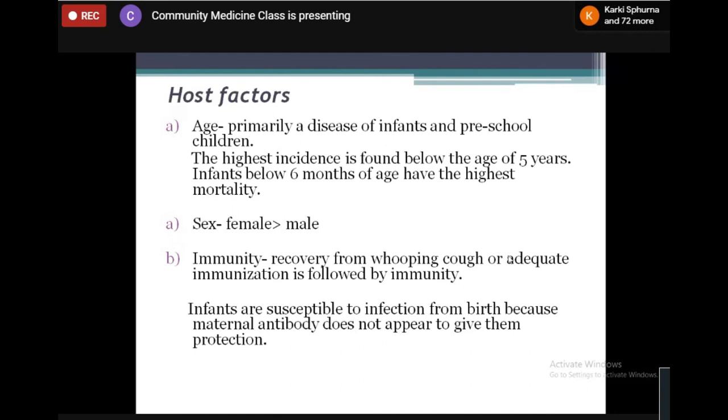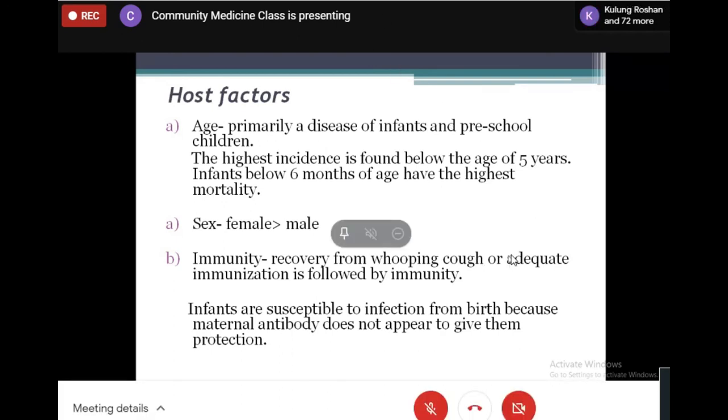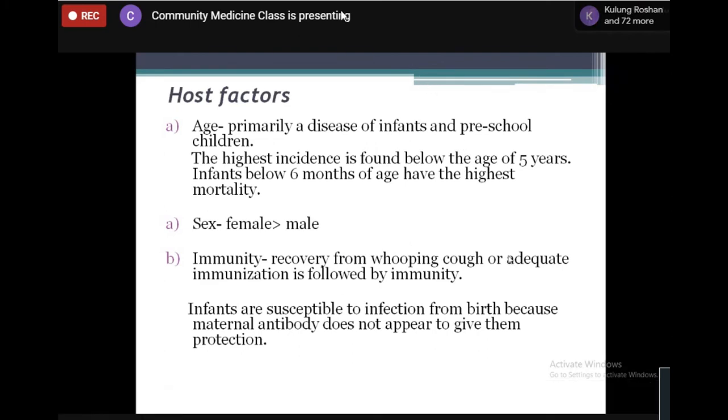While talking about immunity, recovery from whooping cough or adequate immunization is followed by immunity. So once the child recovers from whooping cough or gets immunization, the child will be immune against that disease later on. Infants are susceptible to infection from birth because maternal antibody doesn't appear to give them protection. In diphtheria, maternal antibody gives protection, but in case of pertussis, maternal antibody does not protect the infants.